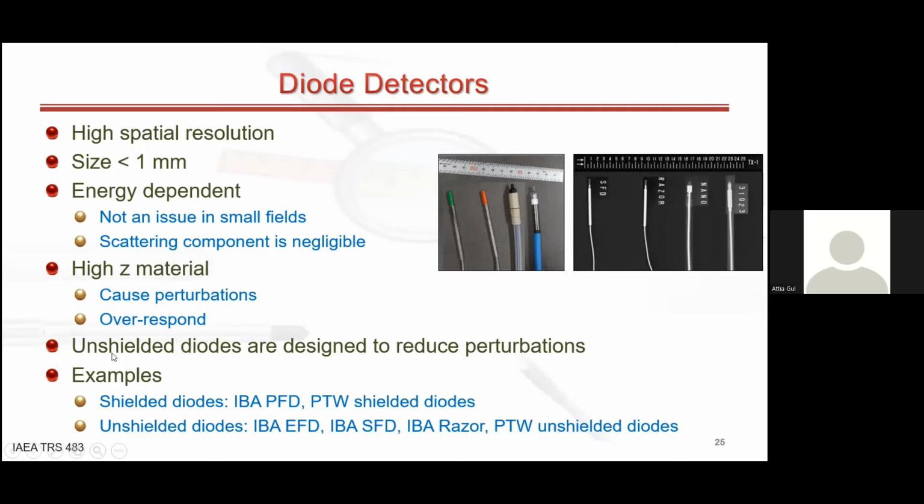For small fields, unshielded diodes are designed that can reduce perturbations further. Examples of diode detectors could be shielded diodes like IBA PFD, and PTW shielded diode like PTW P60016 diode. And there are also some commercially available unshielded diodes like IBA EFD and IBA SFD, IBA laser diode, and there are some PTW unshielded diodes too.